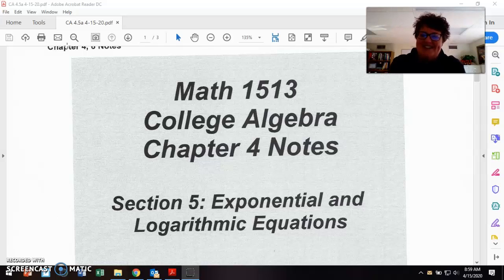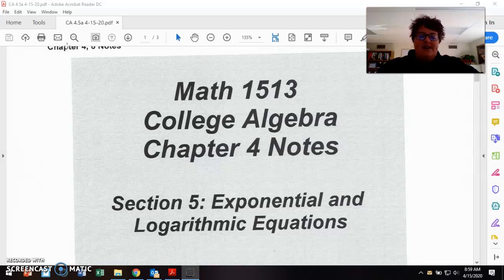Originally, before all this started, we were supposed to have Friday off of class, so I was going to get a women's retreat, but that's not happening. So I'm just going to split 4.5 up into 2 days so we can maybe take it a little bit slower and you can understand it, because it is one of the harder lessons.